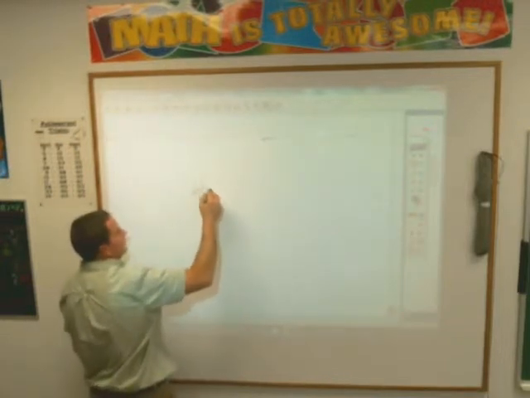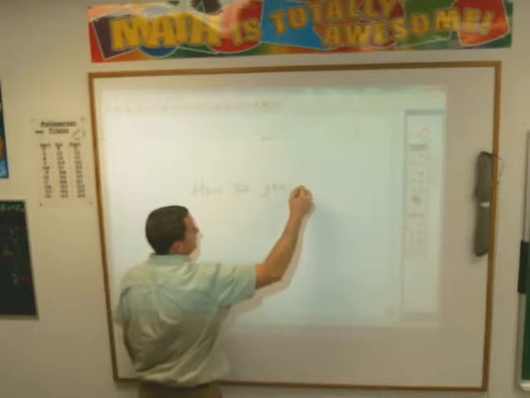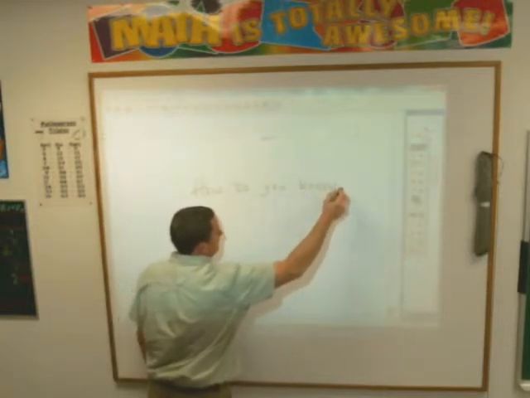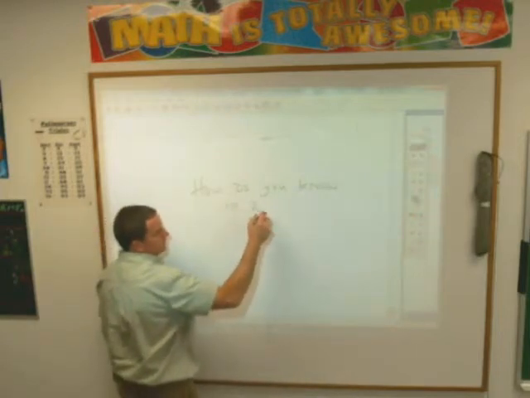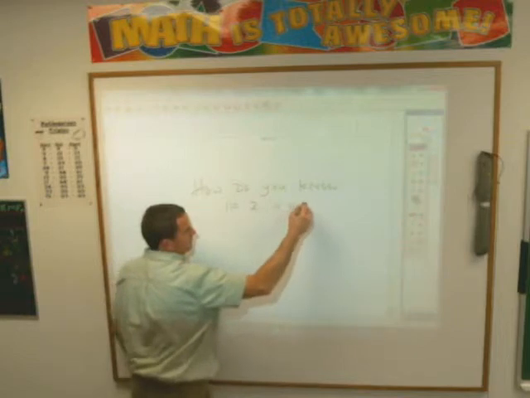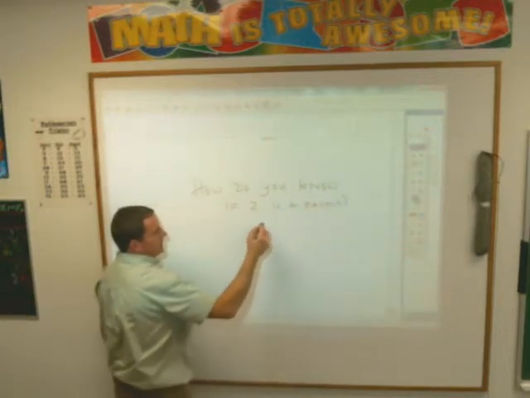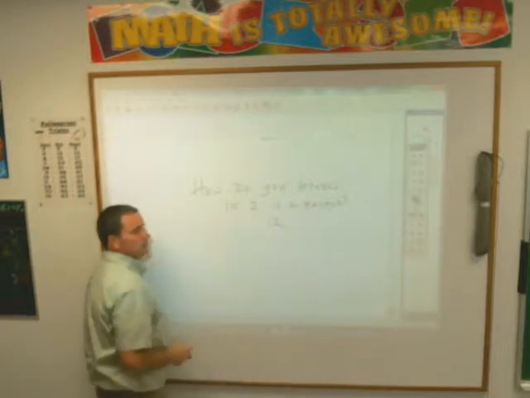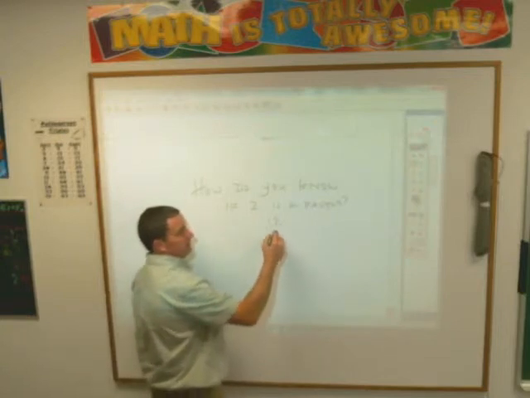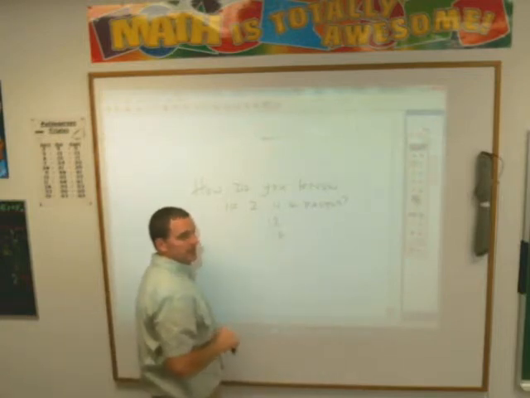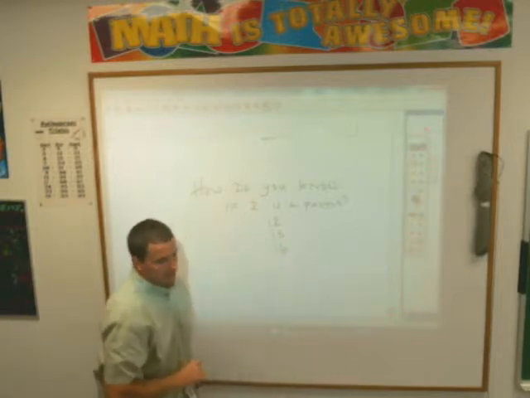Write this down here. How do you know if 2 is a factor of any number? For example, if I have the number 12, how do I know that 2 is a factor of 12 or not a factor? If I have 13, how do I know if 2 is a factor? Or if I have 16, how do you know if 2 is a factor?